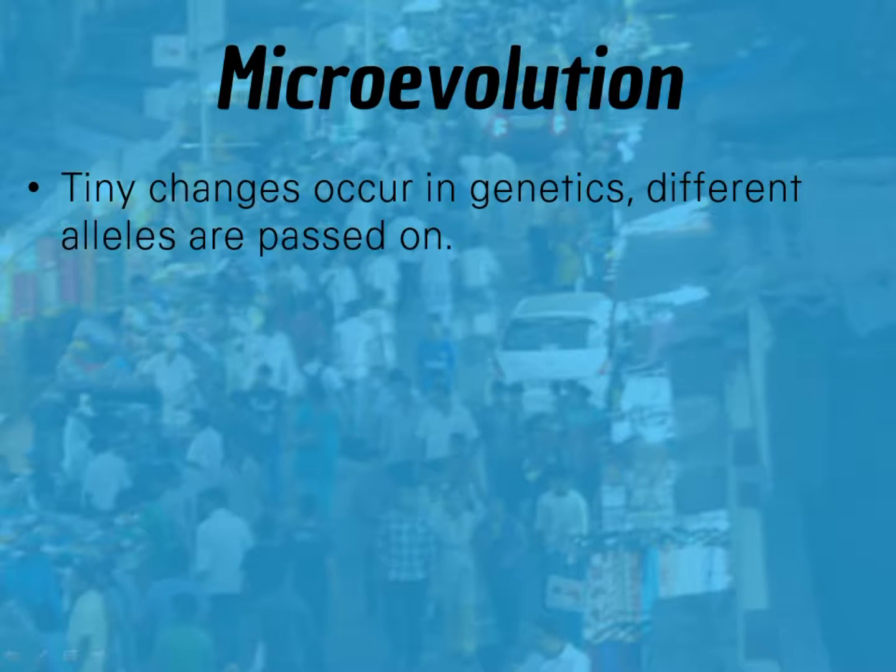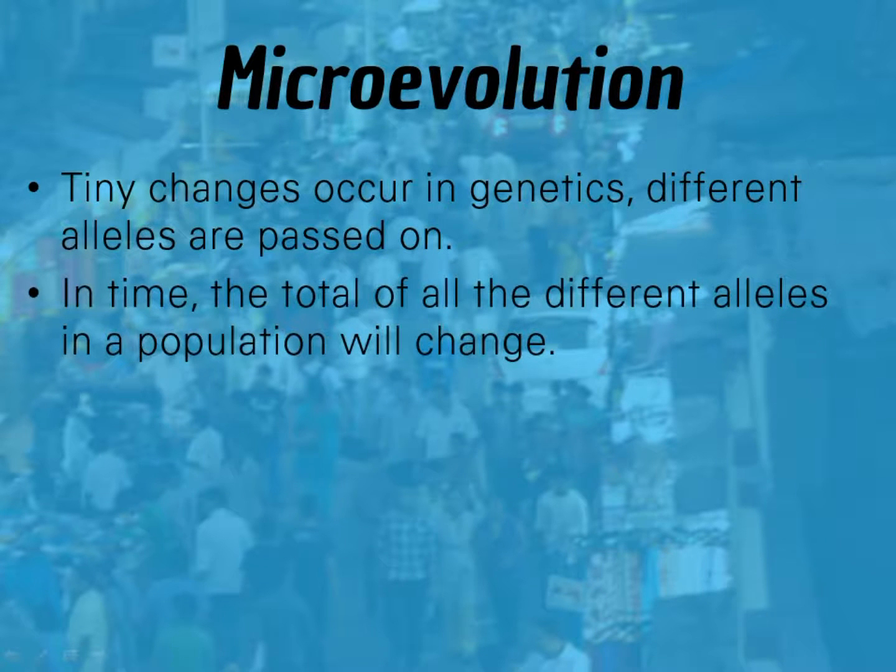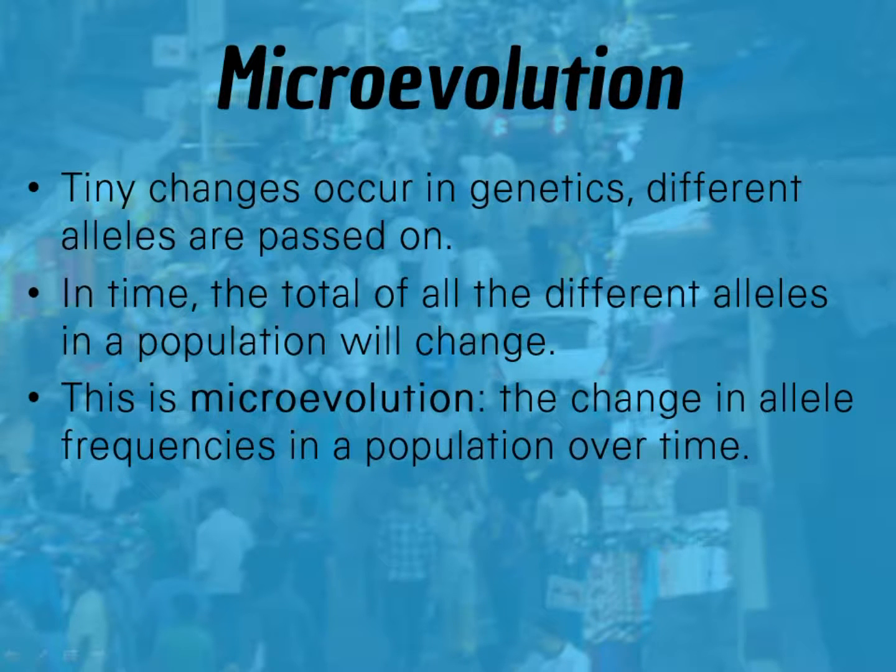So this idea of tiny changes being passed on can also be called microevolution. So tiny changes are modifications to alleles that are passed on down the generations. And I know I am kind of repeating myself a little bit here, but in time, the total of all the different alleles in a population will change. You will eventually have that survival advantage we talked about being normal in the population, because it gives enough of a survival advantage that over time the offspring of that first mutated individual become the majority.